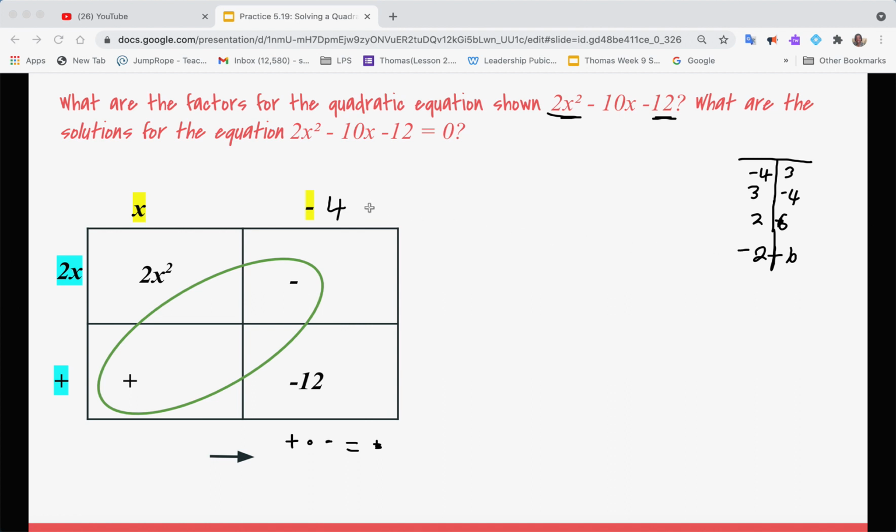Let's do negative 6 and positive 2. See if that would get us closer to it. So this is like trial and error.